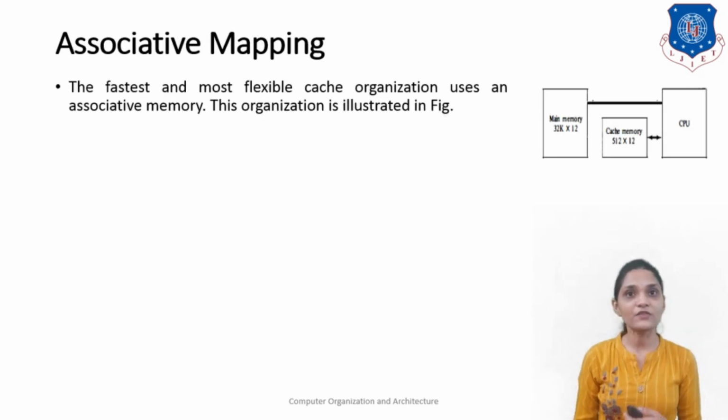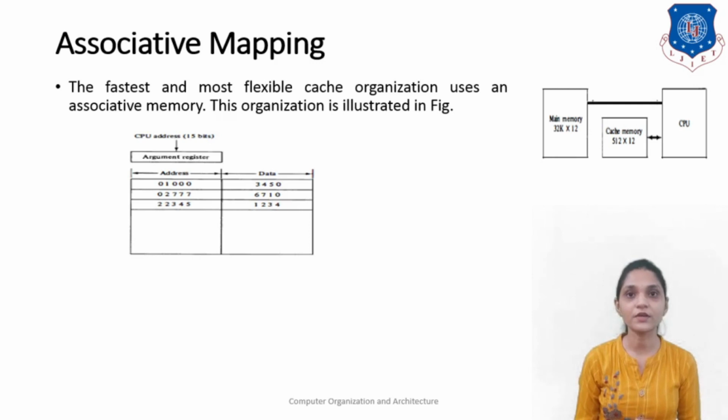First, the fastest and the most flexible cache organization uses an associative memory. This organization is shown over here in this figure.